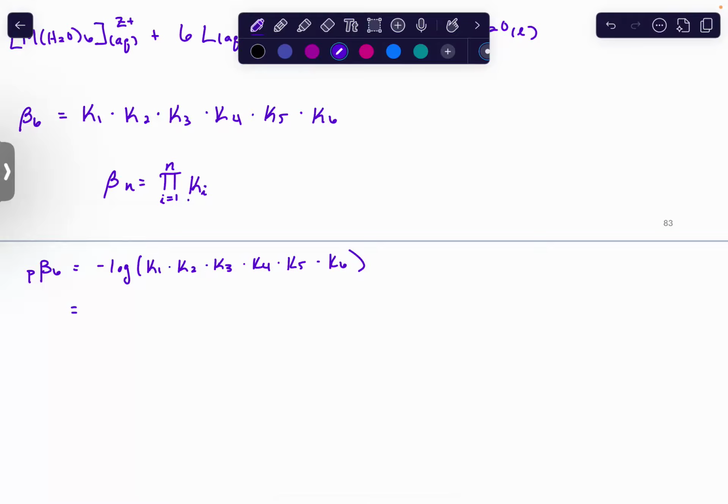What are you going to do with that log and all those multiplications? You can separate them out, like add them. Yeah, so like a negative K1 plus log. So we just remember that that's possible.